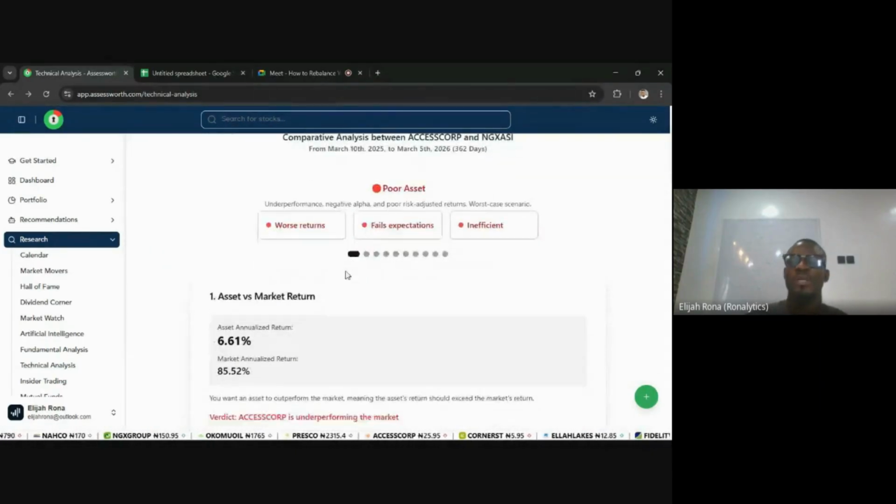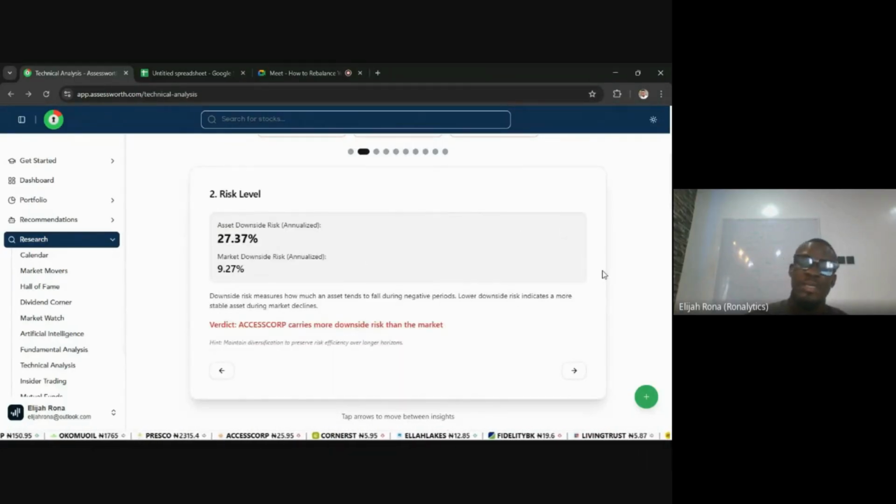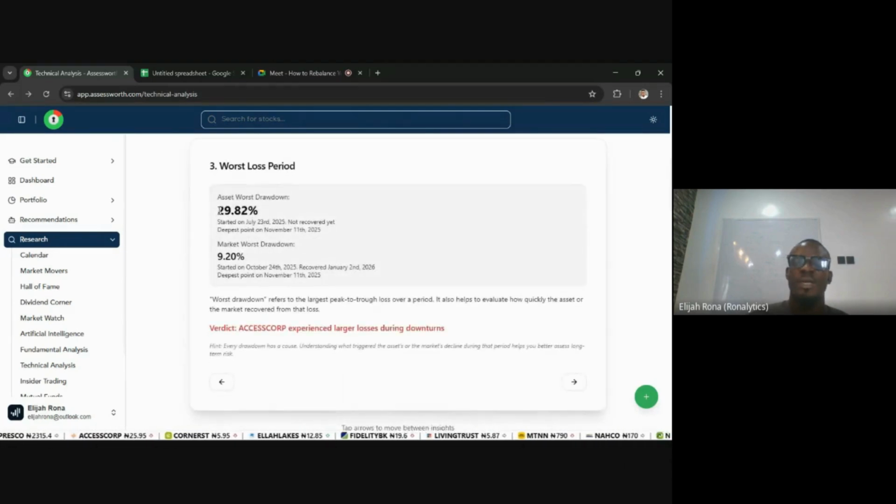Yeah. So as we can see, Access Corporation has not done well compared to the market. We're also looking at the downside risk. It is still higher than that of the market. Then the asset's drawdown period was 29%. It actually started on July 23rd, 2025. The deepest point was on November 11th, 2025.